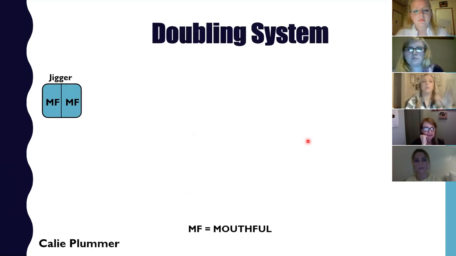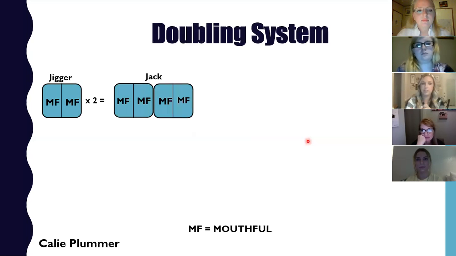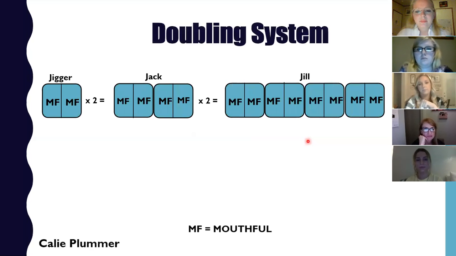Then we go up to a jigger, which is 2 mouthfuls. So it is going to be double what 1 mouthful is. We're doubling 1 and going to 2 for a jigger. To go up to the next value in the measurement system, we're going to double that, so it's going to go from 2 to 4. And I bet you can probably guess what it's going to go to next. 8. The gill is going to be 8.